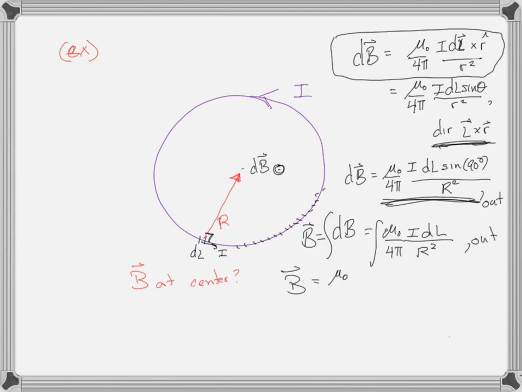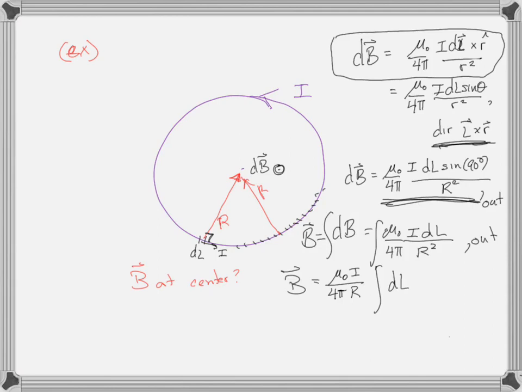mu 0 is a constant. I is a constant. That doesn't change. 4 pi is a constant. And r is just the radius of the circle. So that's a constant for every current element. For each current element, r is the same, right? So no matter which current element it is, all those are constants. We pull them out of the integral. And what we're left with is dl.